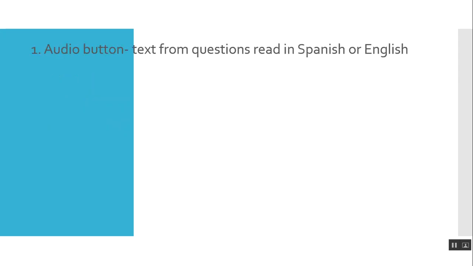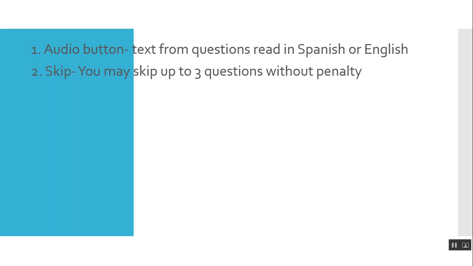All right, so a few things you want to pay special attention to. There is an audio button, so you need headphones, and you have headphones for this video anyway, because the text will be read to you either in English or Spanish, and the first direction is given to you via the audio, so you want to make sure you are listening. You may skip up to 3 questions without having a penalty, meaning it's not going to affect you. The skip button is on the top right corner, and you can skip up to 3 times, and it'll keep track of your skips for you.